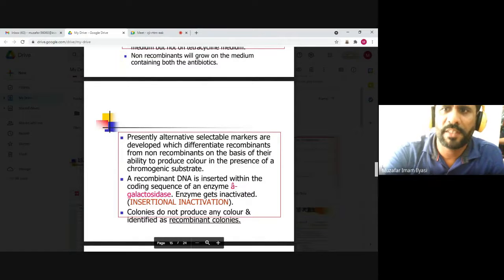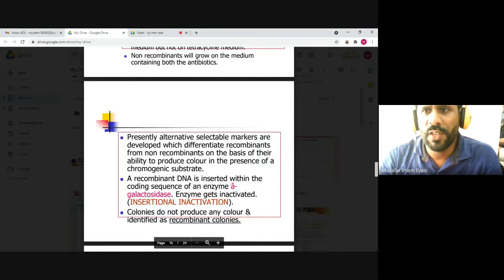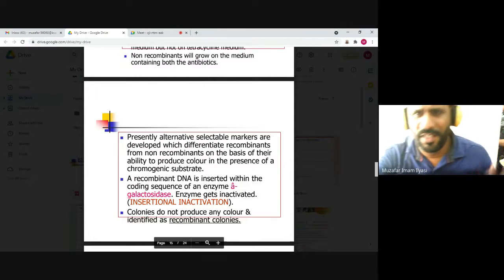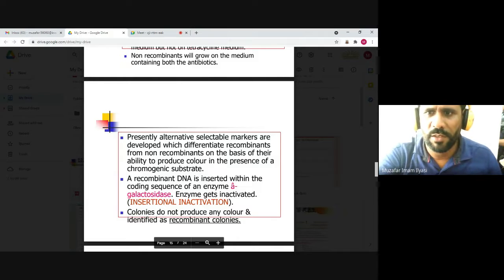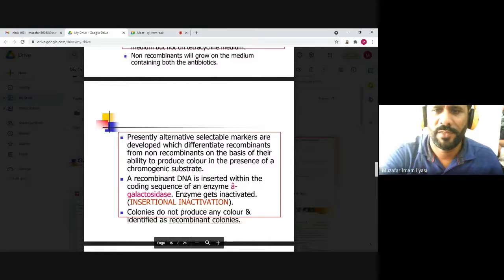Nowadays, alternative selectable markers are developed which differentiate recombinants from non-recombinants on the basis of their ability to produce color in the presence of a chromogenic substrate. A recombinant DNA is inserted within the coding sequence of an enzyme, beta-galactosidase. Insertional inactivation: the enzyme gets inactivated. Colonies do not produce any color and are identified as recombinant colonies.